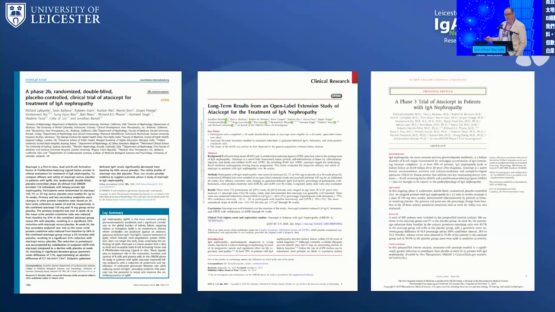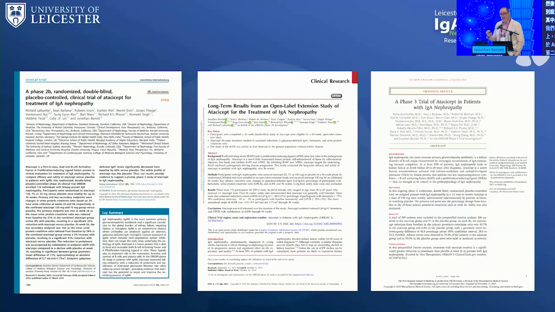We have phase 2 data, and if you were at the industry symposium where Sydney and I talked earlier in the day, we talked a lot about atacicept and BAFF and APRIL, but we have phase 2 data. We have long-term data out to 96 weeks now, published, and to coincide with the ASN, the interim analysis of the phase 3 Origin study was also published, showing that blocking BAFF and APRIL reduces Gd-IgA1 and reduces proteinuria.